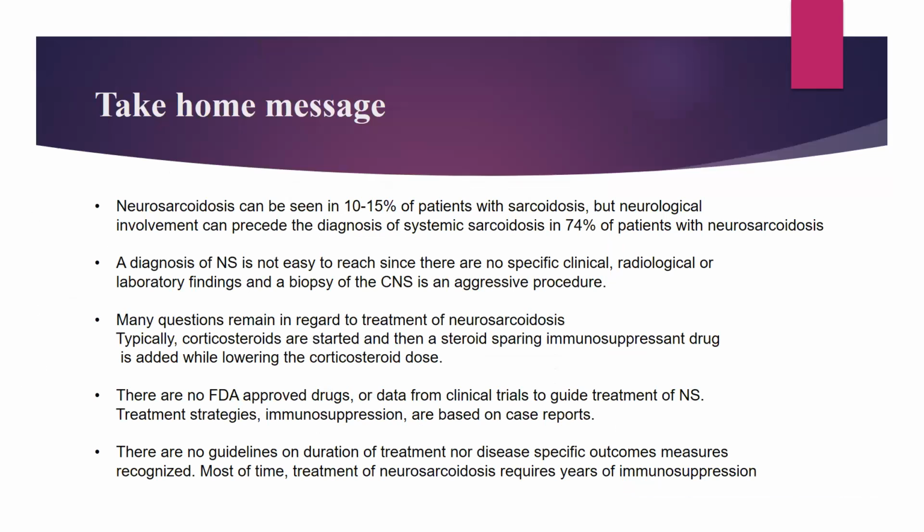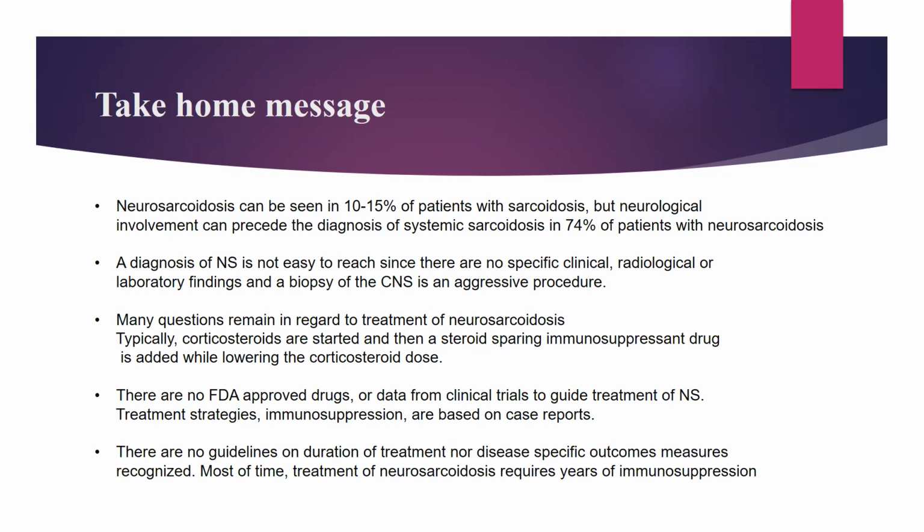So, take home messages. In conclusion, neurosarcoidosis can be seen in 10 to 15% of patients with sarcoidosis, but maybe higher. A diagnosis of neurosarcoidosis is not easy to reach since there are no specific clinical findings, no specific radiological findings, not to mention laboratory. And the biopsy of CNS is really an aggressive procedure. We still have questions about treatment of neurosarcoidosis, but it consists of corticosteroids and then add-on steroid-sparing immunosuppressant.